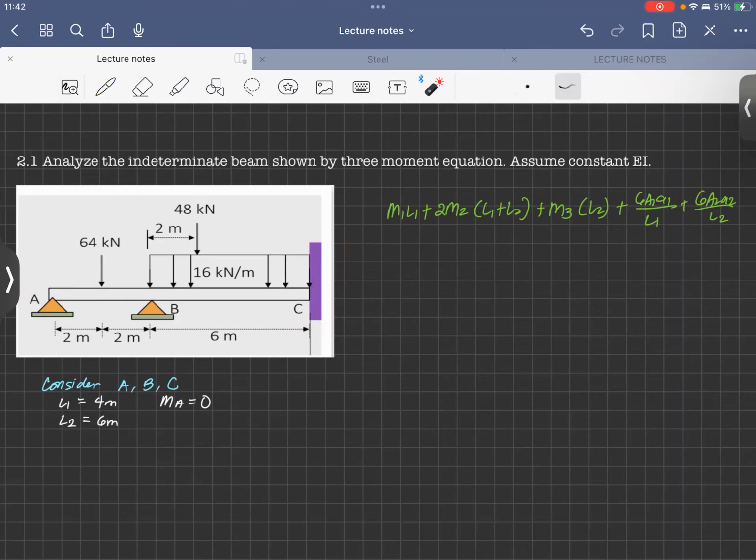And then, so check natin. So, we have MA 4, MB 4, 6, MC 6. So, the values missing is these 2. So, first, let's solve for this. So, 6A1, A1, and 6A2, A2.